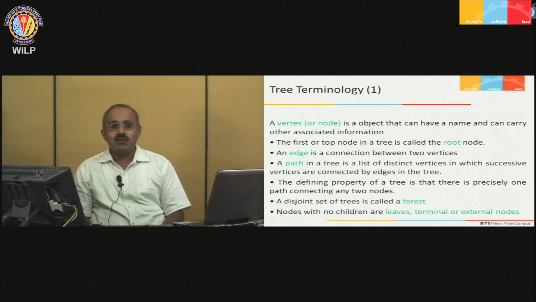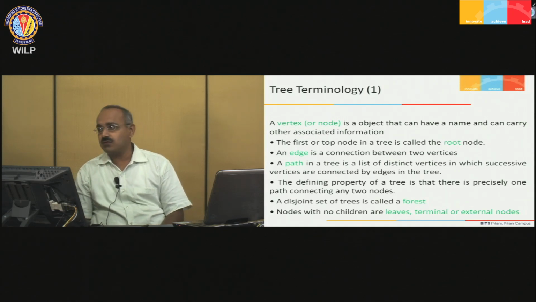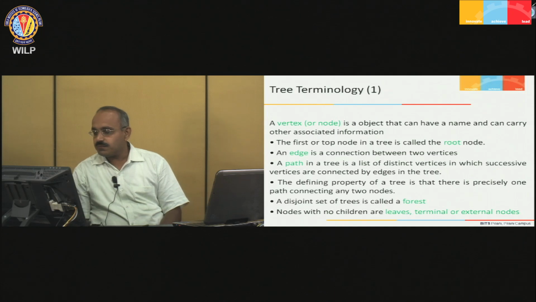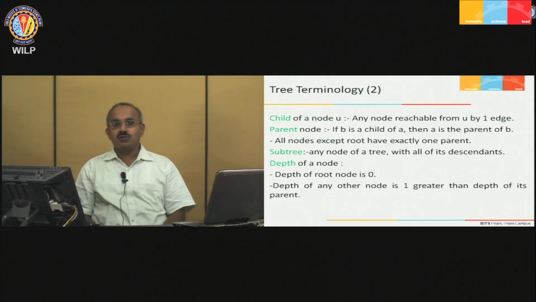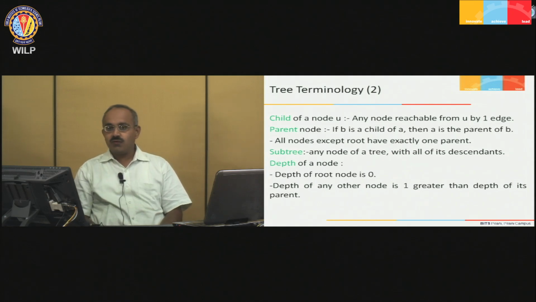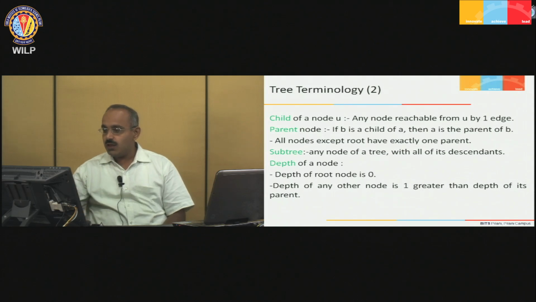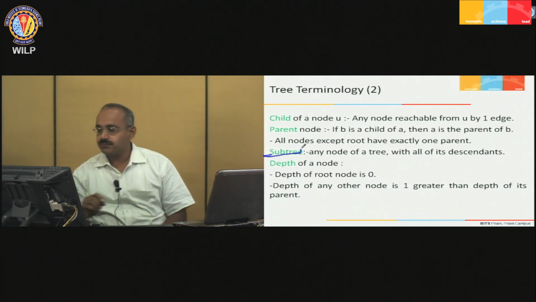Again, as we use this in practice, a disjoint set of trees is called a forest, and nodes with no children are called leaves or terminal nodes or external nodes. A few more terminologies that we would be using as we go ahead. We have already seen a child and parent relationship. Another key idea that we are going to use is what is called a subtree.